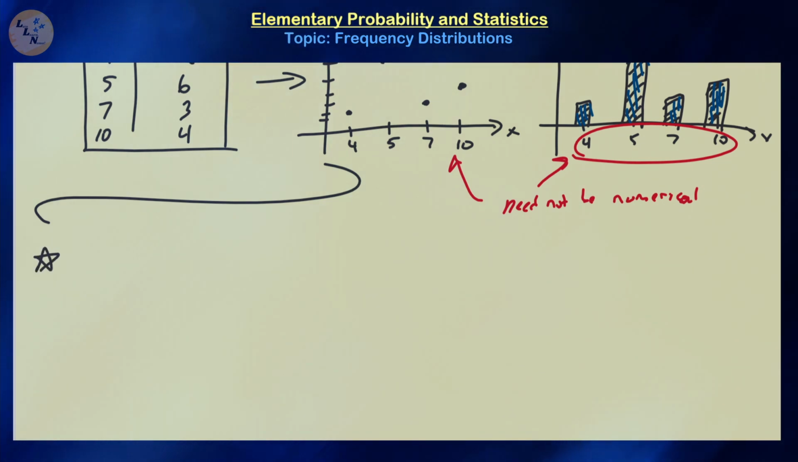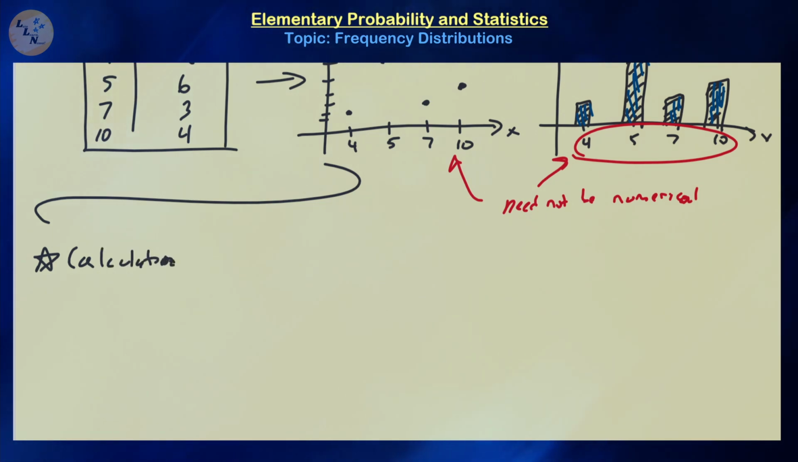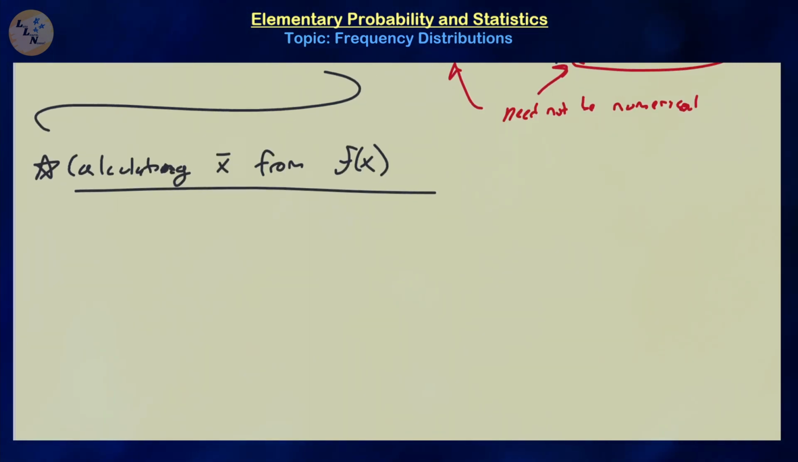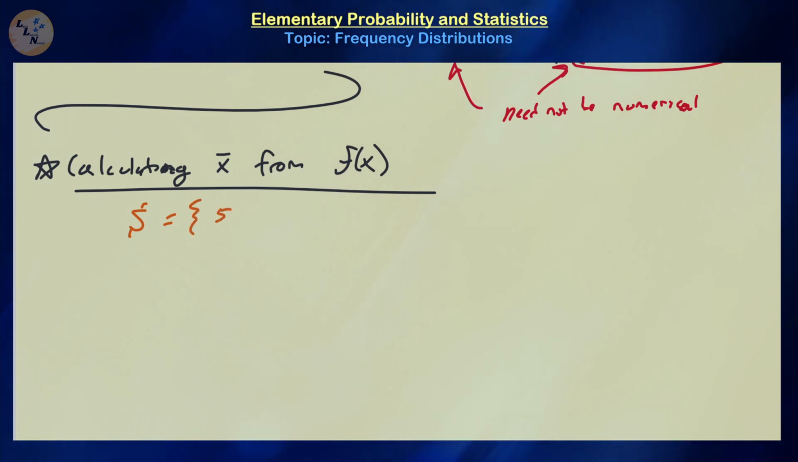So let's work on calculating x bar from our frequency distribution f of x. Of course this is a measure of central tendency, and it's one of the more common measures of central tendency that people use, so that's why I'm focusing on that. The frequency distribution of a data set, remember, talks about how many times a data set element repeats.